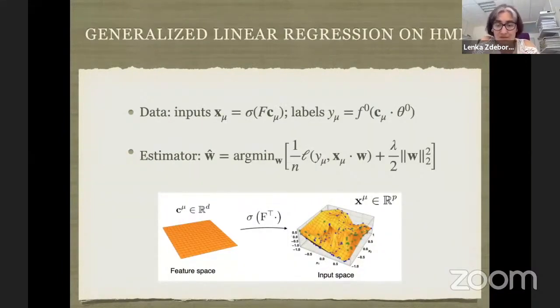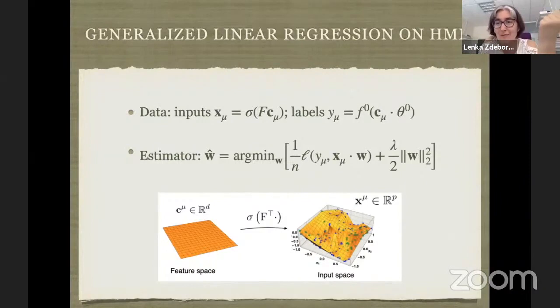So the data comes from the hidden manifold model. That's the first line here, nothing changed. The teacher here does not have any hidden units for simplicity. And then the estimator that I will be analyzing is just a ridge regression with a loss that can be either square loss or logistic loss. Those are the two that we will typically be looking at. It can be anything else, but it's just a generalized linear model, no hidden units yet.